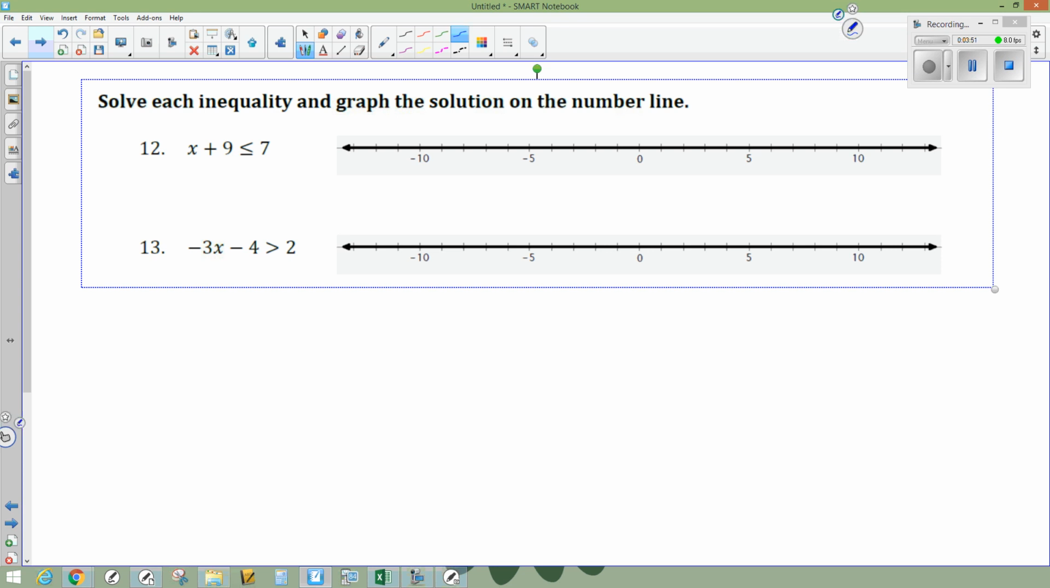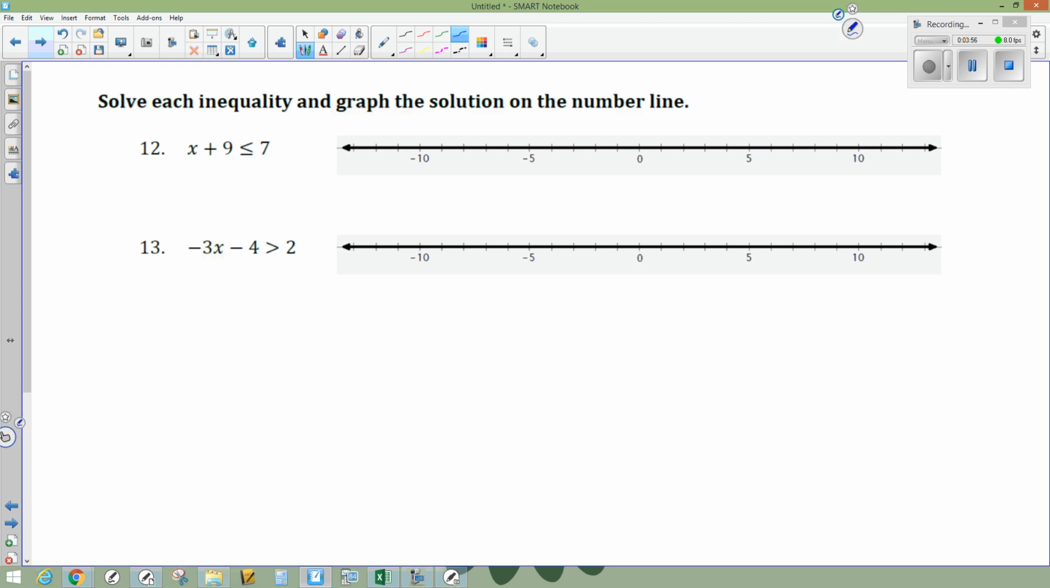Okay, still in the Set section here, we want to do some graphing of inequalities, so we want to solve first and then graph. On number 12 here, I'm going to start by subtracting 9. So I get x is less than or equal to negative 2. Nothing left to do there. So I'm going to go to negative 2 on my number line, which is right here. I'm going to put a closed circle. The reason I'm putting a closed circle is because we have an equal to, less than or equal to, not just a less than. And then I want to shade in all the area that is less than negative 2. So that's everything to the left, this direction.